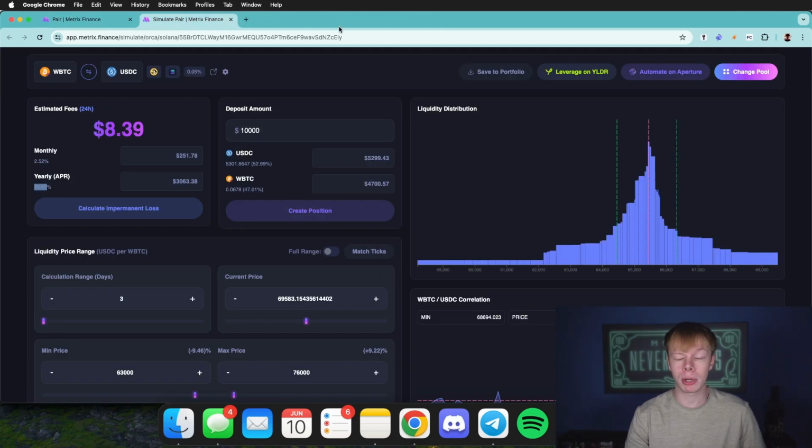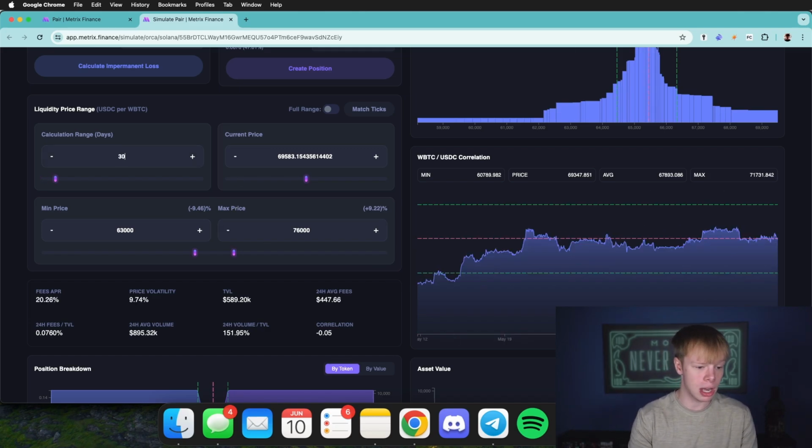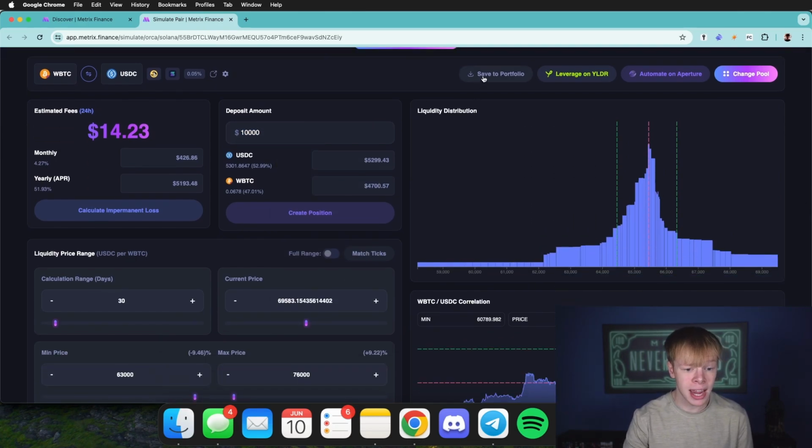30% APR on wrapped Bitcoin to USDC is pretty solid, and I would say if you really want to, you can narrow this range down just a little bit. If you really want to have a tight range, I would just consider watching it more often. You could get higher than 30%. But basically, once we like what we see and we've kind of decided our allocation amount and everything like that, we're just going to go ahead and hit save to portfolio.